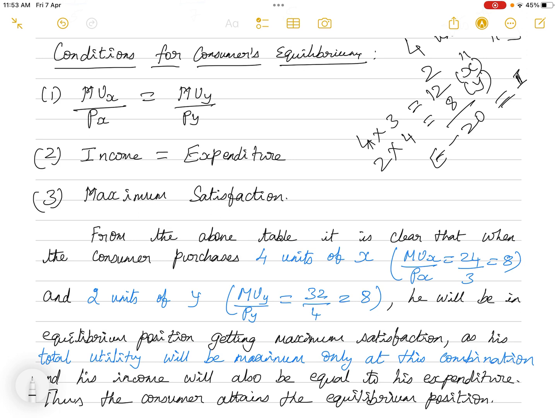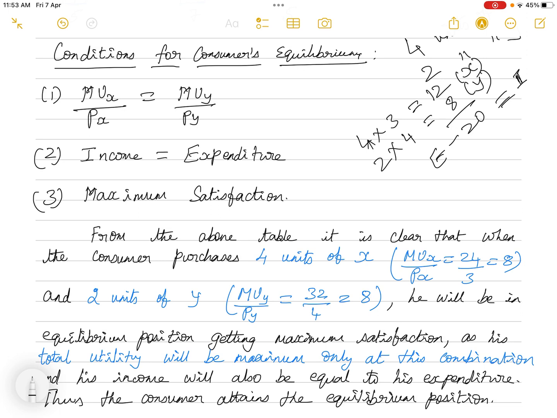So the second assumption is income is equal to expenditure, and the third assumption is maximum satisfaction. That is, the total utility is maximum only at this combination, that is 4 units of commodity x and 2 units of commodity y. Only that combination gives the consumer the maximum total utility. Okay, so that's what is mentioned.